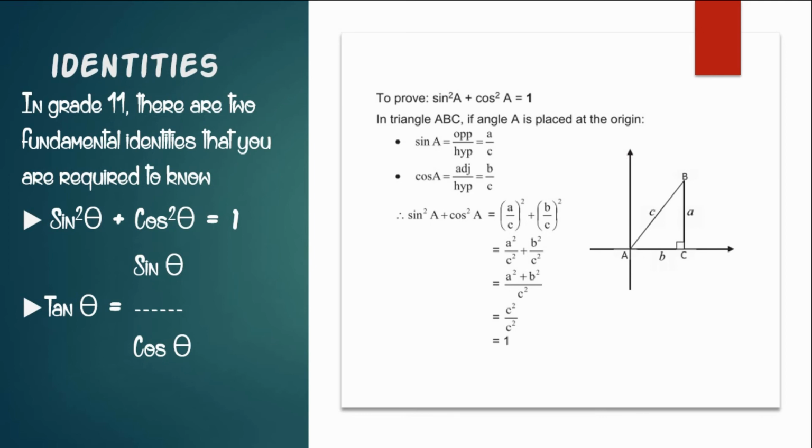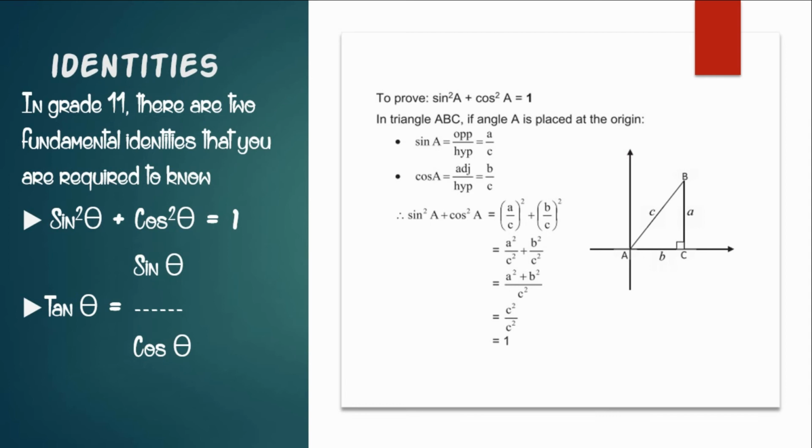Same applies to cos. Then on the next step we have A squared over C squared plus B squared over C squared. So now you know how to add the fractions. You just find the lowest common denominator, and our lowest common denominator here is C squared. Then A squared plus B squared over C squared.